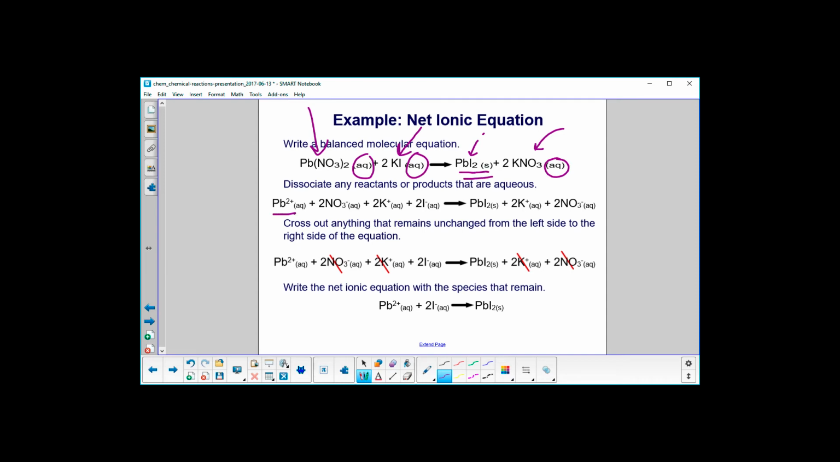So we have the lead ion, 2 nitrate ions. Notice we had 2 up here, so that 2 comes down to there. 2 Ks, aqueous, so we have 2K, and we also have 2I. The lead iodide comes down like it is because it's solid, and then here is what potassium nitrate goes into. And now the fun part, we cross out like items on the left and right. So 1 nitrate is there, potassium's here, and then what we have left is our net ionic equation.